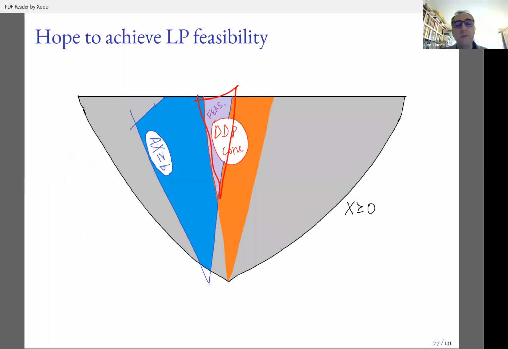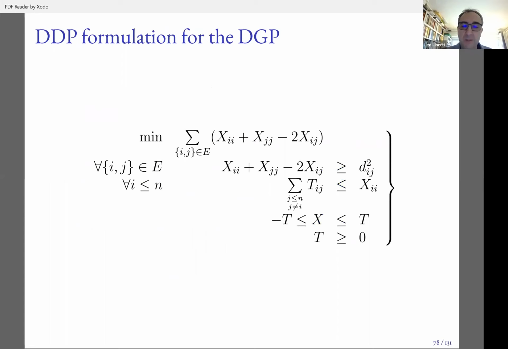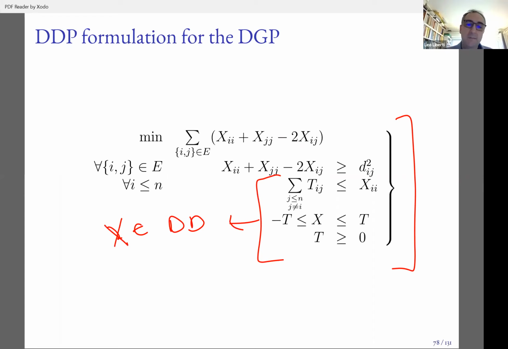This is not a guarantee. I'm just saying that if you compute with a few instances, you'll convince yourself that at least for the distance geometry problem applied to proteins, very often you get a valid, feasible solution. I don't have a theoretical result that says that it's always the case with proteins or anything like that. So this is the DDP formulation for the distance geometry problem. Essentially, it's just these three constraints that are saying x is in DD.